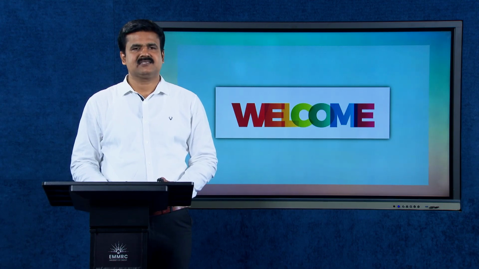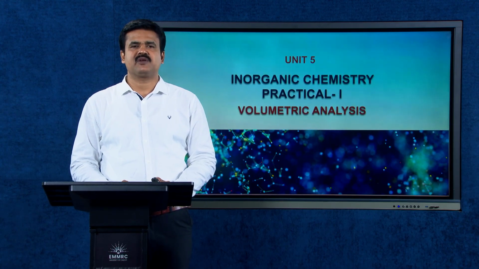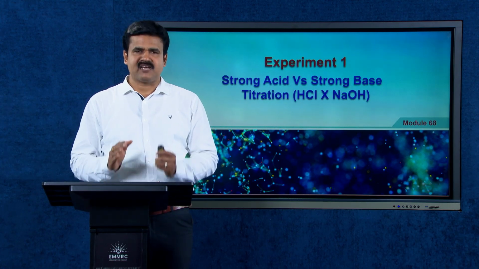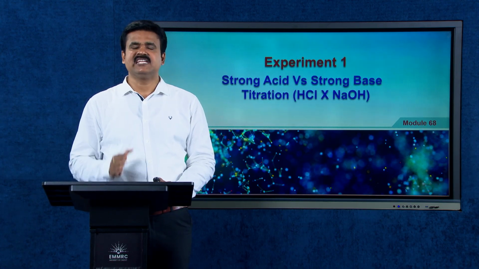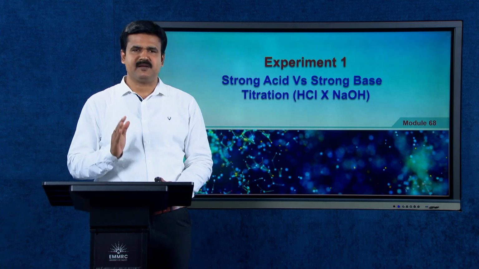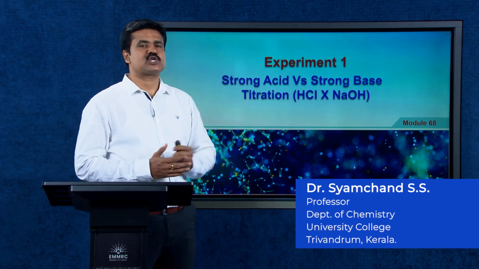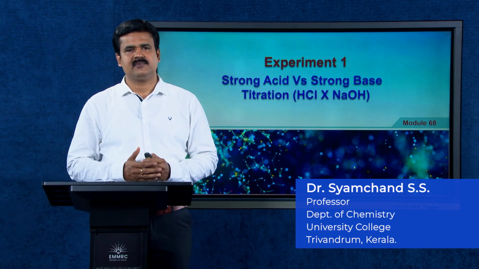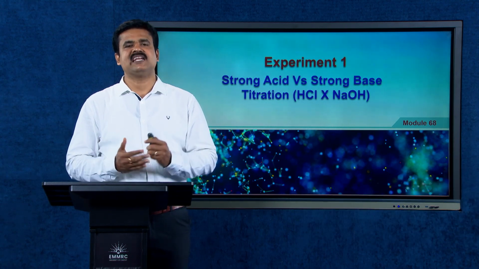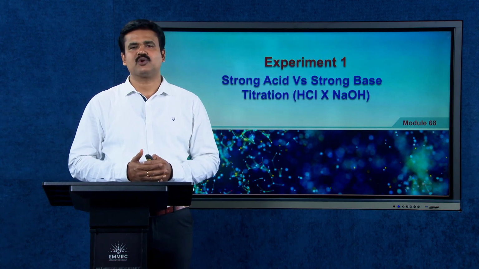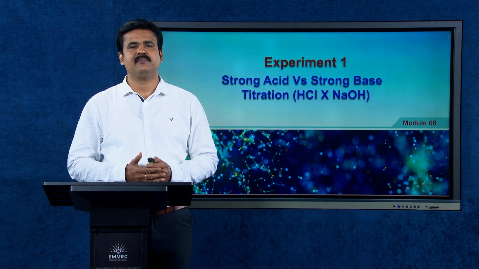Welcome dear learners. We are continuing Unit 5 Inorganic Chemistry Practicals 1, Volumetric Analysis. We are now starting experiments. In this module we are discussing experiment number 1, that is strong acid versus strong base titration. For a typical example, we are taking the titration of hydrochloric acid against sodium hydroxide.